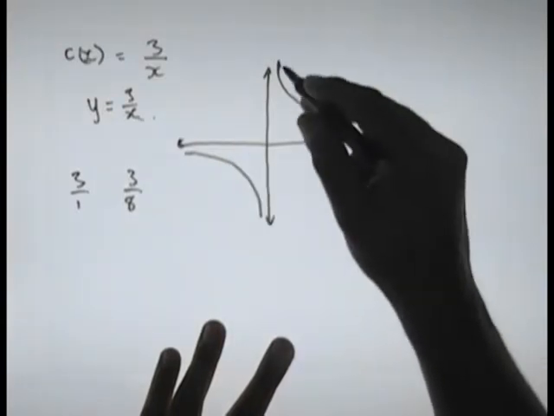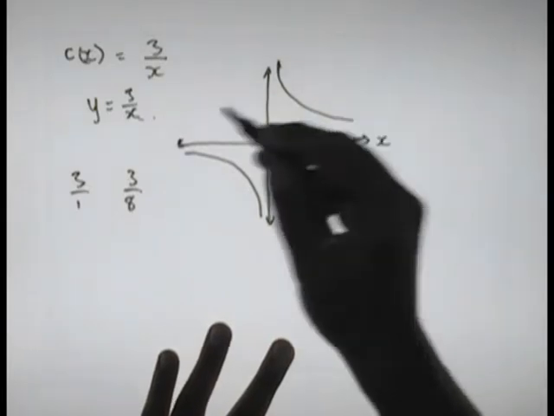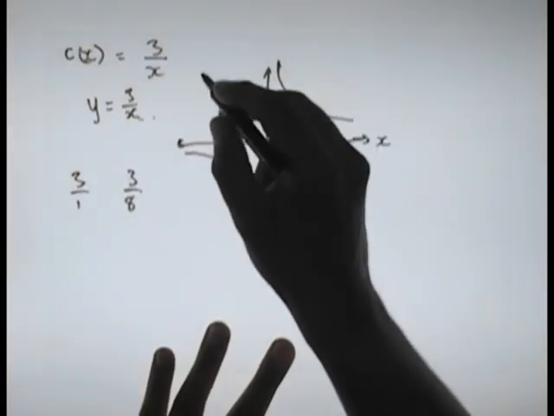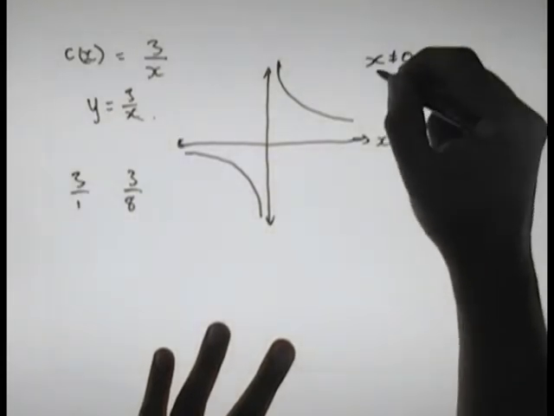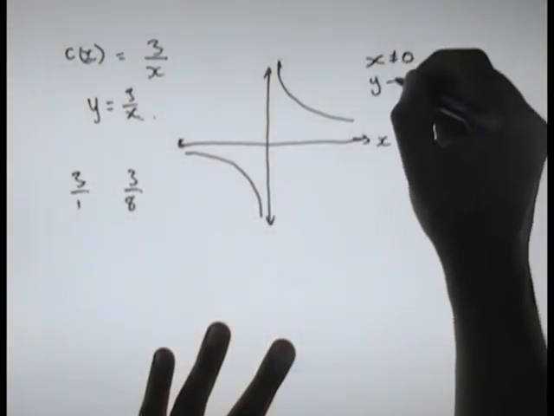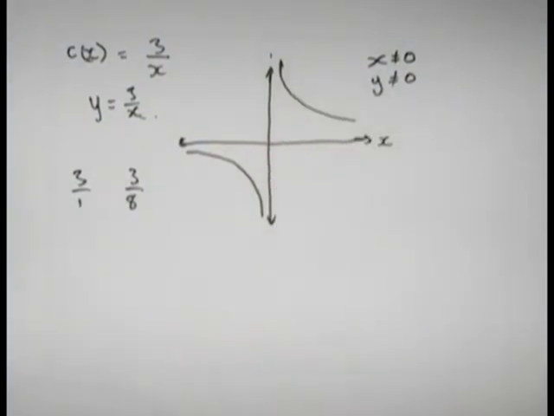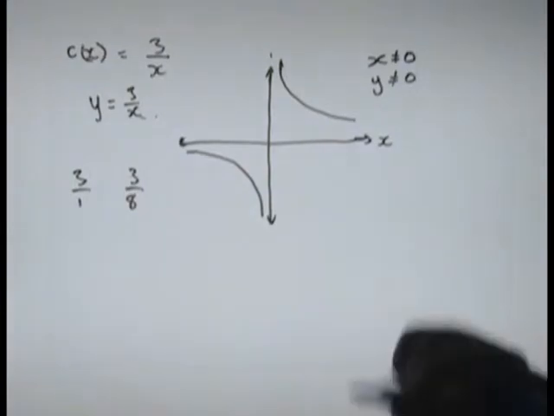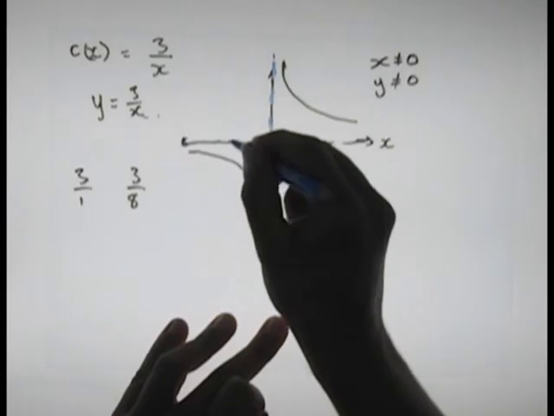So as x increases, y decreases, and the converse is true. It cannot ever equal 0. Put that down, state that. X cannot equal 0, and because x cannot equal 0, y cannot equal 0. That means that our two asymptotes, which I'm going to draw in blue, are given as x cannot equal 0 and y cannot equal 0.